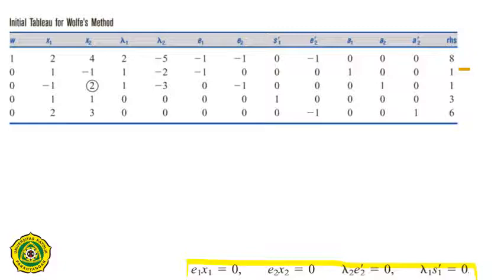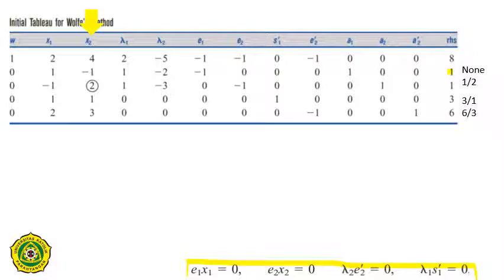So here we pick the variable with the most positive coefficient. In this case, it is x2 with the coefficient of positive 4. We see that e2 is not a basic variable, so it's okay to pick x2 at this point. So we pick x2 as the entering variable, and then we perform the ratio test.